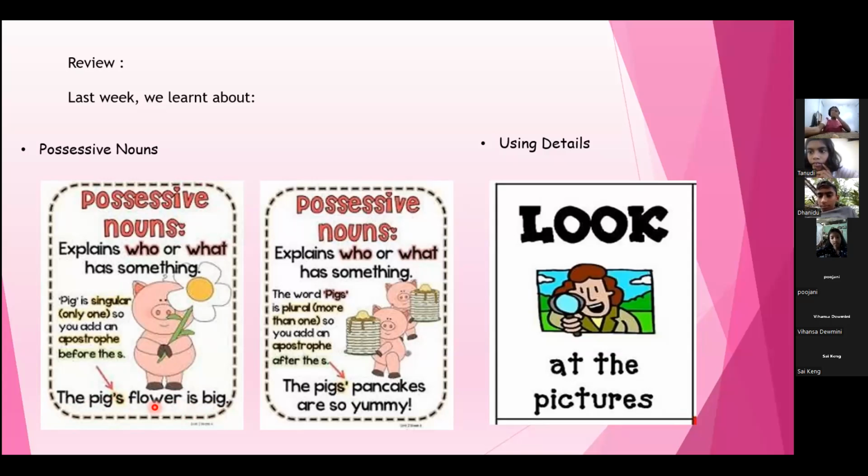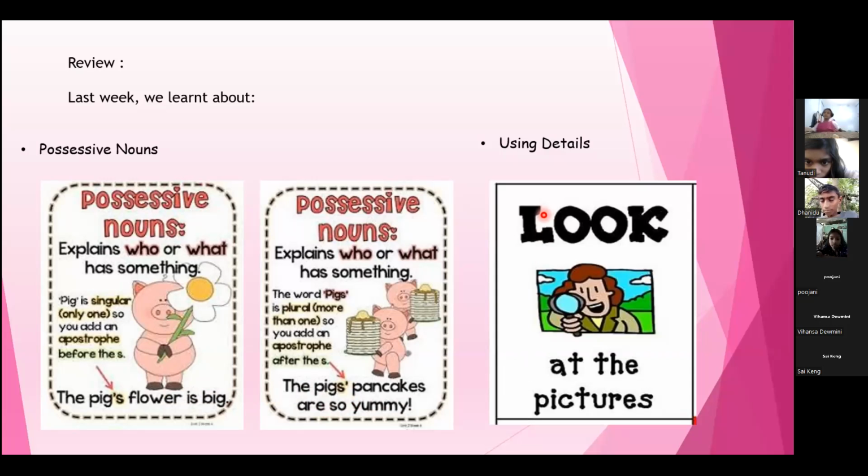So whose flower is this? It belongs to the pig. That's why we say pig's flower, and it's only one. But how about if that's more than one? For example, here we have two pigs and they have pancakes. The word pigs, P-I-G-S, is itself plural, so you add the apostrophe after the S. If you remember what we learned last week, this reinforces it and helps you understand.